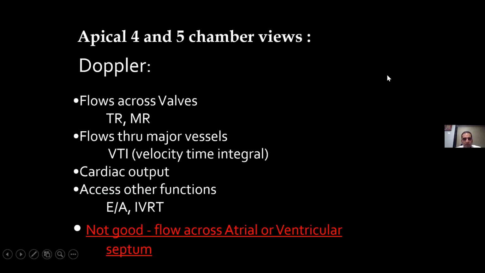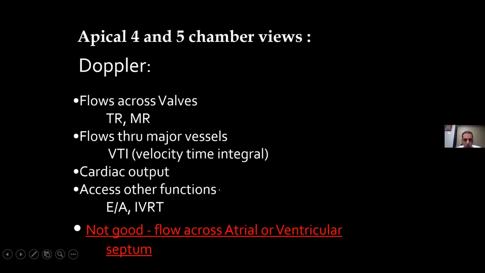Okay. So then we do the Dopplers. So we have to see the flow across the tricuspid valve, mitral valve, and flow through the major vessels, because we have to calculate the velocity, and that velocity is being calculated by velocity time integral. What is this velocity time integral? I will tell you in a bit, because we use this to calculate the cardiac output, and then we assess various functions.